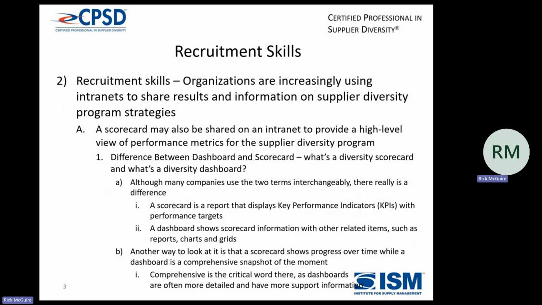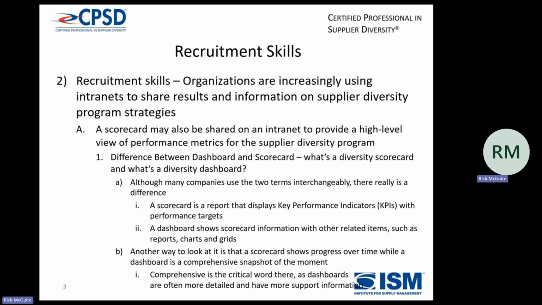Organizations are increasingly using intranets to share results and information on supplier diversity program strategies. A scorecard may also be shared on the intranet to provide a high-level view of performance metrics. And the difference between a dashboard and a scorecard. What's a diversity scorecard and what's a diversity dashboard?